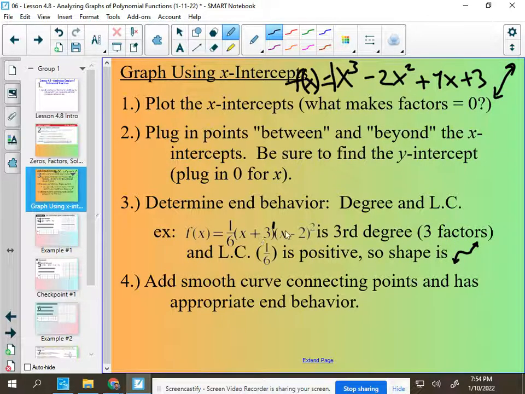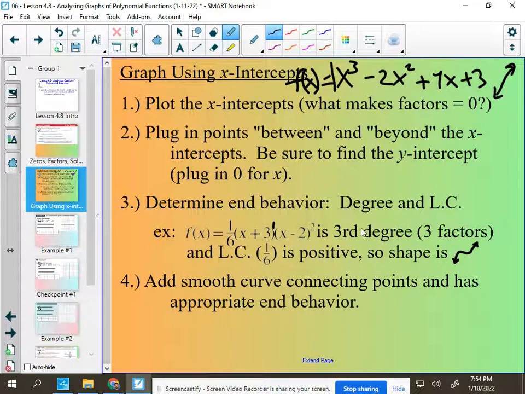x plus 3, x minus 2, and another x minus 2. So there's 3 total factors. That's 3 x-intercepts. Well, in this case, 3 x-intercepts, really more, that's what makes it third degree. Okay, so we'll practice that with these first couple where we'll see them factored like that, and we'll have to come up with the degree and behavior and shape.